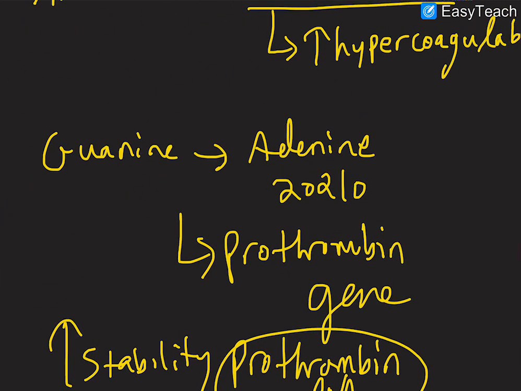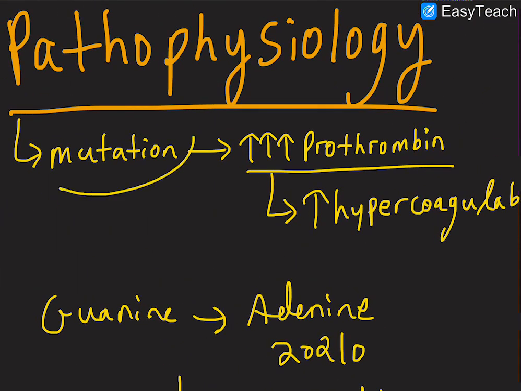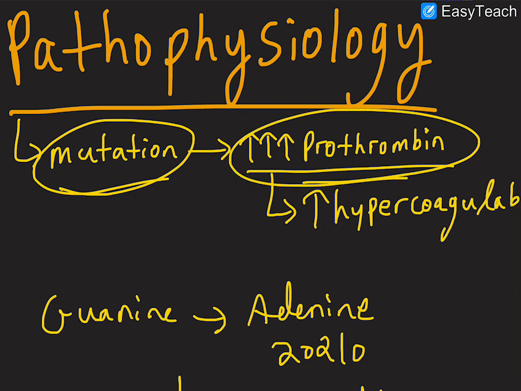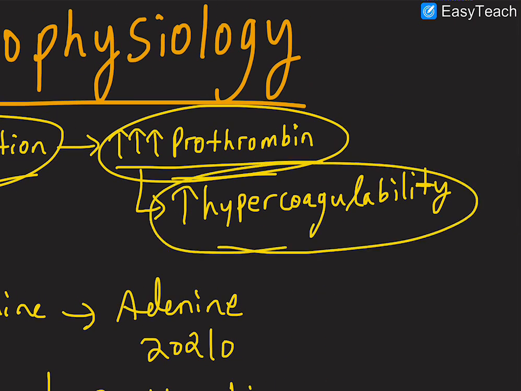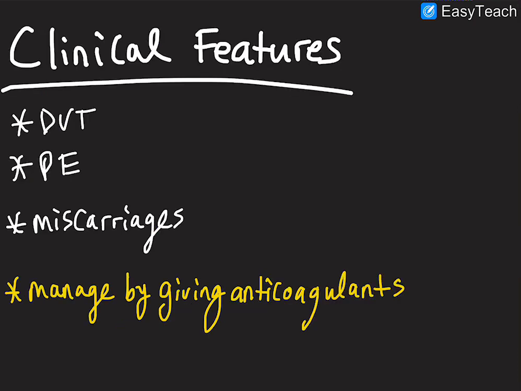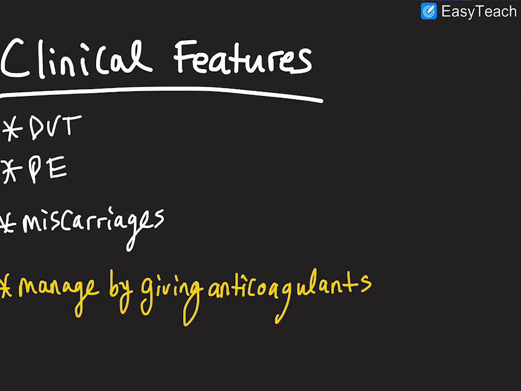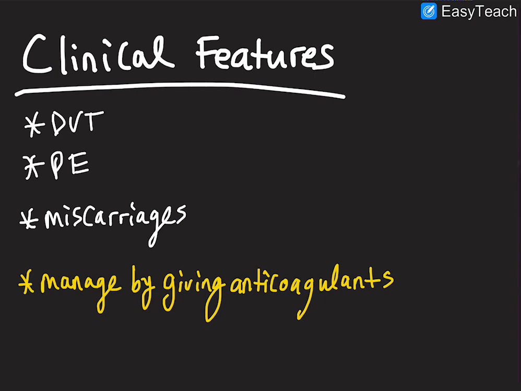So let's read what we have here. We said the same thing where this mutation leads to more prothrombin production, which leads to you being in a more hypercoagulable state. So increases hypercoagulability. Okay. So what are the clinical features? It's going to be based on the fact that you form more clots.